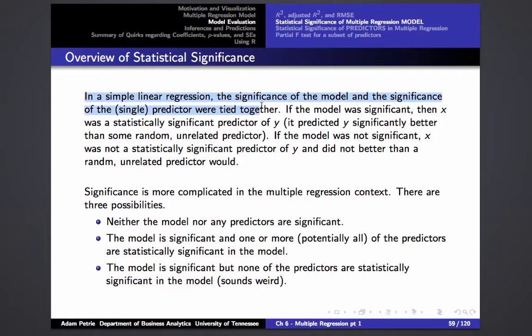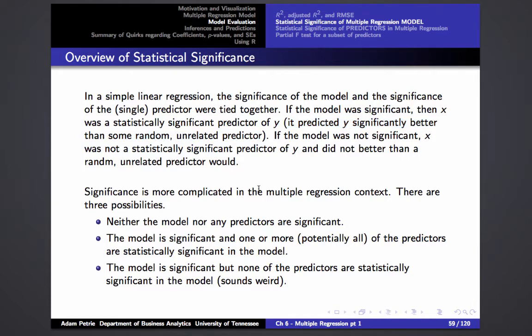So in a simple linear regression, the significance of a model and the predictor itself were tied together. If the model was significant, then X was a statistically significant predictor of Y. What does it mean to be a statistically significant predictor of Y? Well, it means that the model predicts Y significantly better than some random unrelated predictor. You're better off predicting Y from X than just from the overall average value of Y itself.